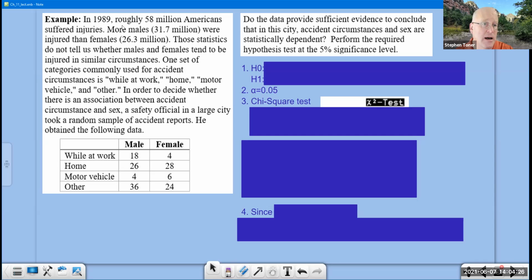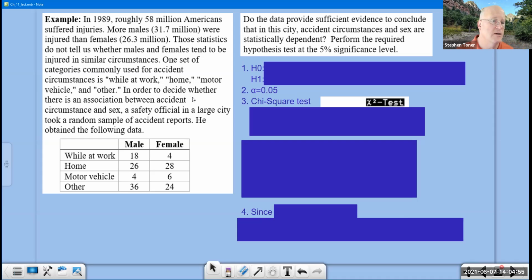In 1989, roughly 58 million Americans suffered injuries. More males were injured than females. These statistics do not tell us whether males and females tend to be injured, however, in certain circumstances. Maybe that is a lurking variable here. So one set of categories commonly used for accident circumstances is while at work, home, motor vehicle, and other.